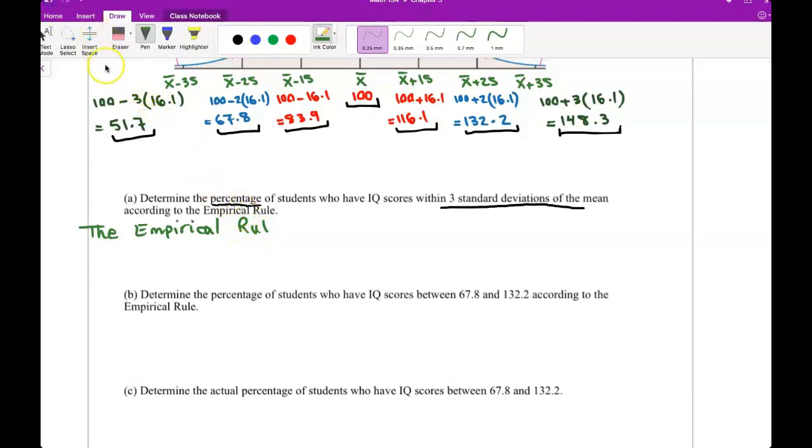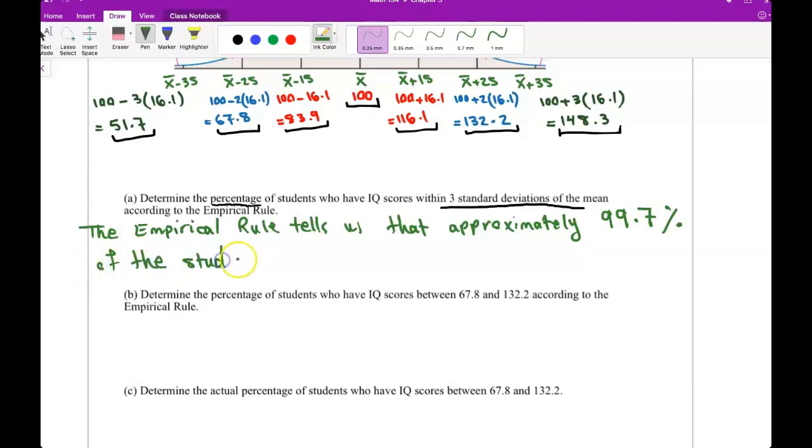So based on the empirical rule, we can say approximately 99.7% of the students are within 3 standard deviations. Okay, so that is the standard deviations.